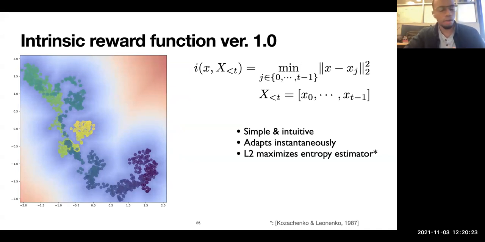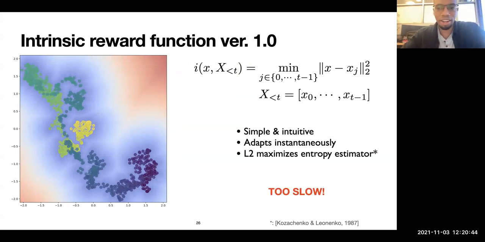Three, you can show theoretically that if you choose L2 for the distance function, attempting to maximize this intrinsic reward function is equivalent to maximizing some entropy estimator. And this is nice because if the environment is bounded, then the maximum entropy distribution is uniform, which by definition is maximum exploration.